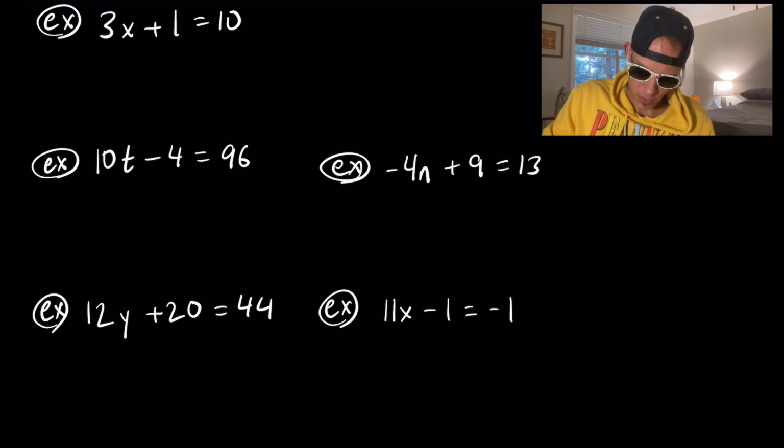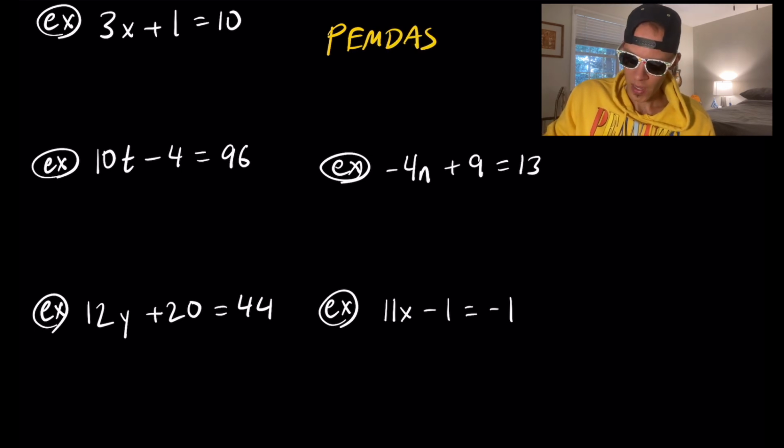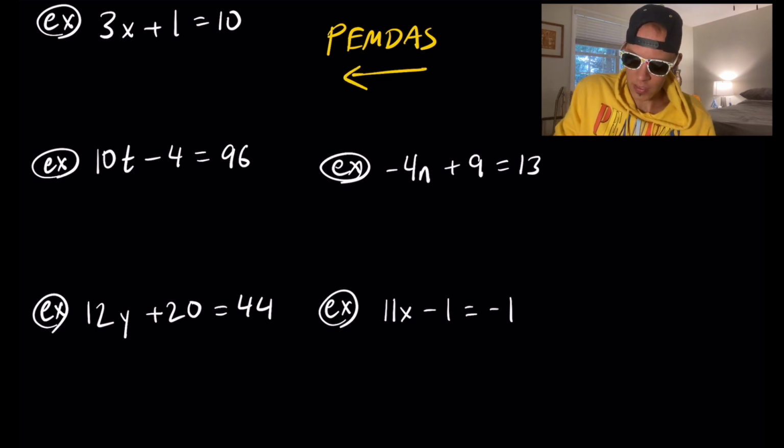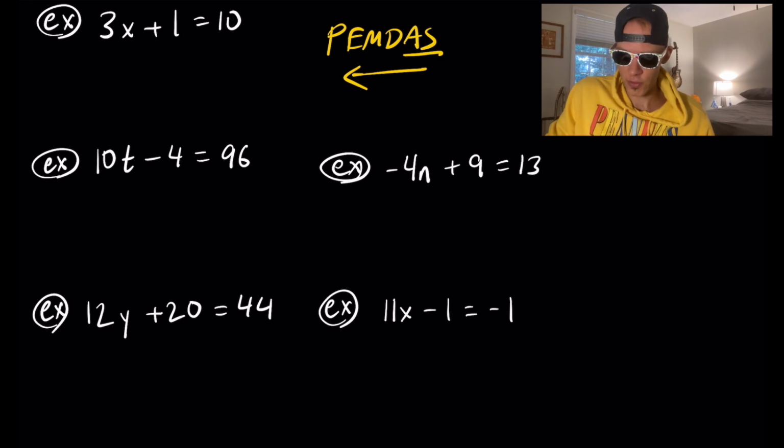Well, the way that we determine what to undo first is we bring back PEMDAS from order of operations. And when we did order of operations, we went left to right to tell us which operation to do first. To undo things, we're going to move right to left. So we'll undo any addition or subtraction first, then we'll undo any multiplication or division, then exponents, and then parentheses. So using that, let's look at this first one.